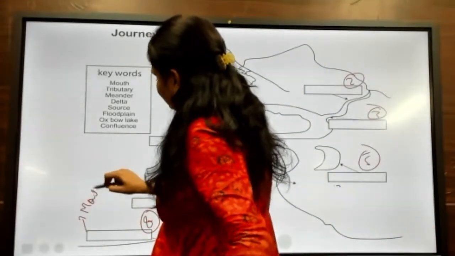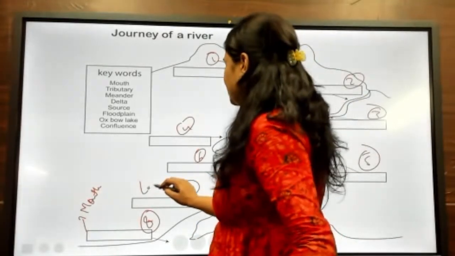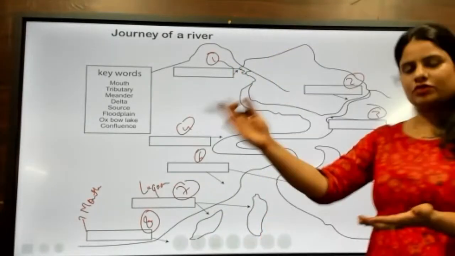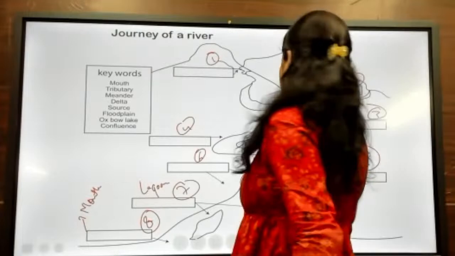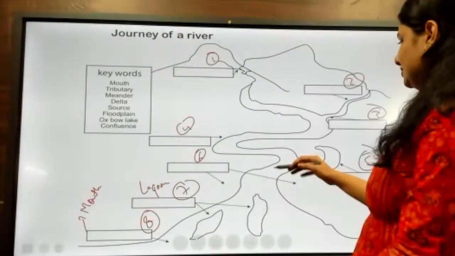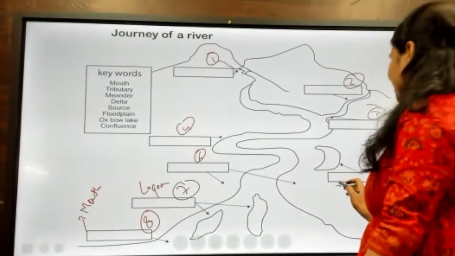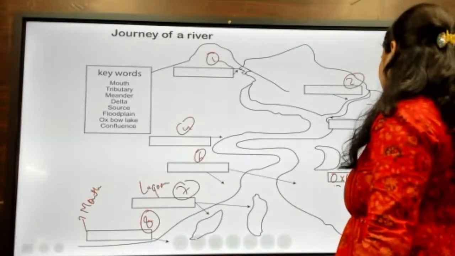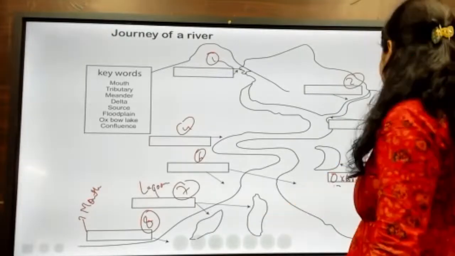Second one is tributary. 7th is lagoons. Lagoons are nothing but when backwater is coming inside from the ocean and filling this area. Then the sixth one is delta. Fifth one is oxbow lake. Sixth one is delta. Okay, this is oxbow lake.